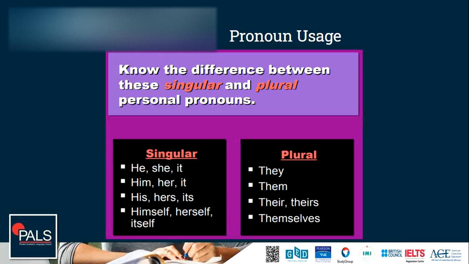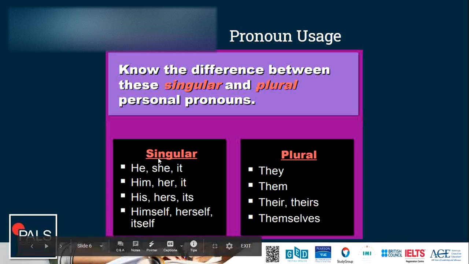Know the difference between these singular and plural personal pronouns. On this side are singular pronouns, while on this side are the plural pronouns. They, them, their, theirs, themselves. He, she, it, him, her, it, his, hers, its, himself, herself, itself, all of which are singular.